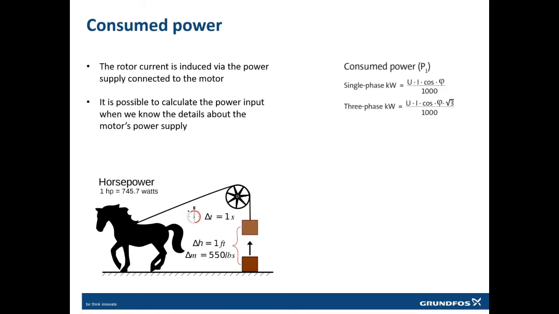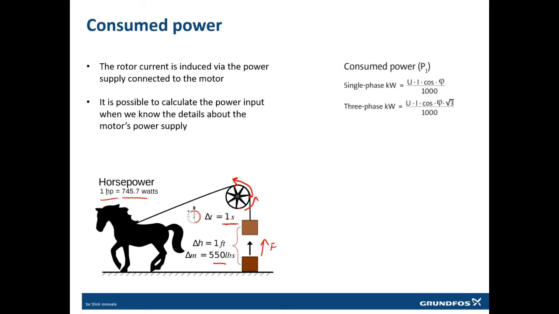Before we go for the calculation, in the real world, consider the rotational power of this wheel rotating from this point to this point. If this horse takes 1 second for this rotation, and it moves 550 pounds of mass by 1 foot, if we combine, if this horse did all of this task in 1 second, then this horse generated 745.7 watts, or 1 horsepower. This is the real world meaning of horsepower.